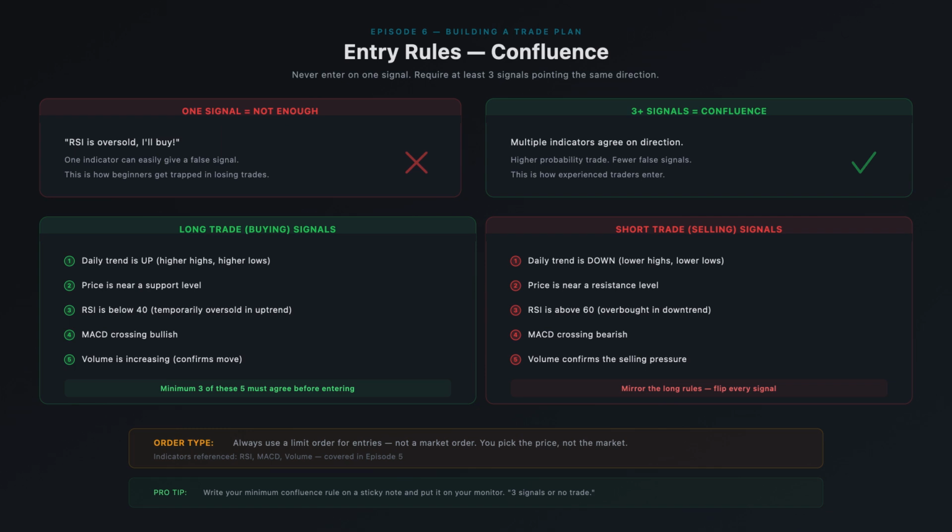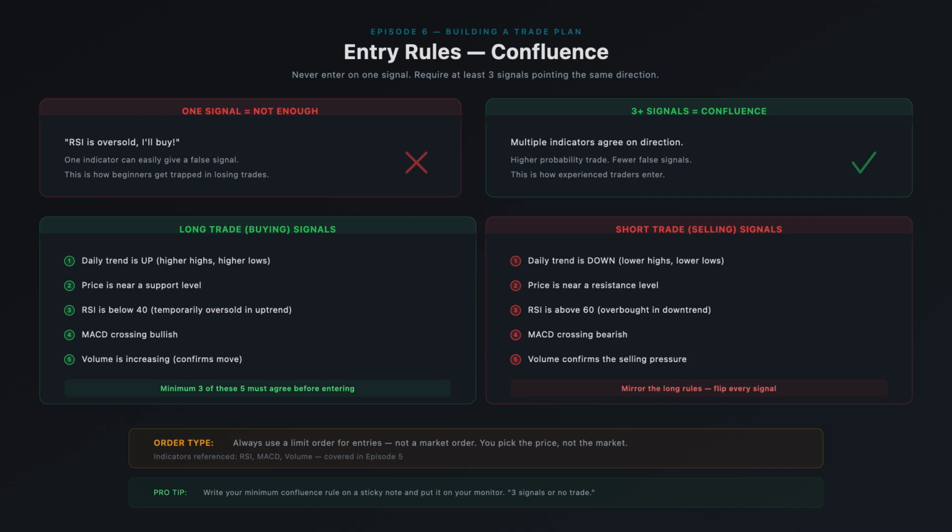For a short trade, meaning you're selling, flip it. The trend is down. Price is near resistance. RSI is above 60. MACD is crossing bearish. And volume confirms. Set a minimum. At least 3 signals must agree before you take a trade. Write that rule down, and stick to it.